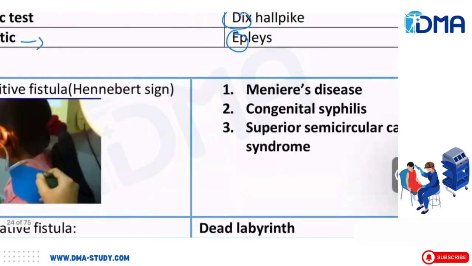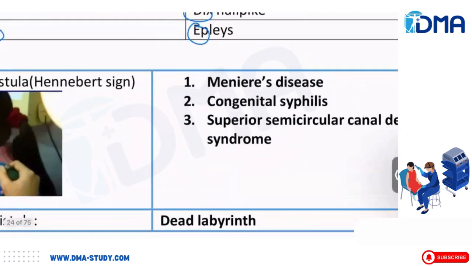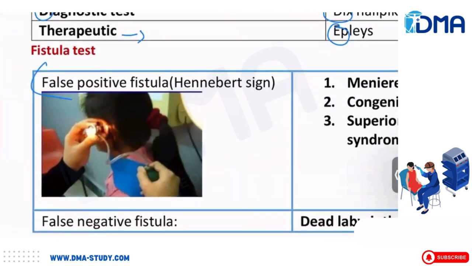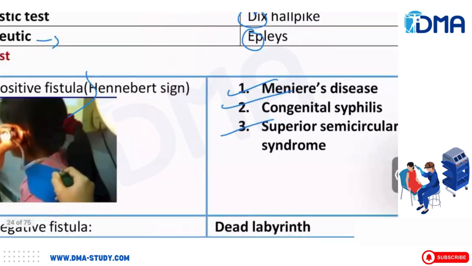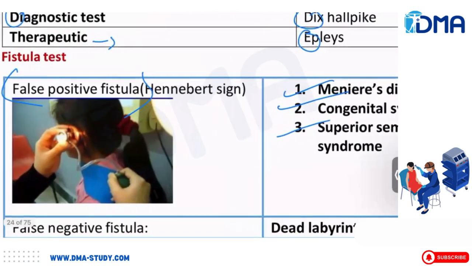If some change has been seen with no actual fistula but it gives vertigo and nystagmus, it is a false positive fistula. It could be seen in venous disease, congenital syphilis, and superior semicircular canal dehiscence. When you are asked this question, it is very, very important: false positive fistula is called Hennebert sign.